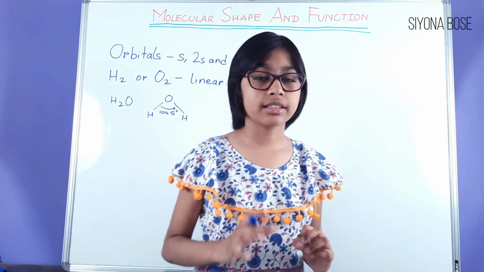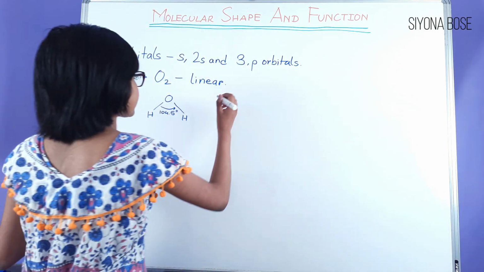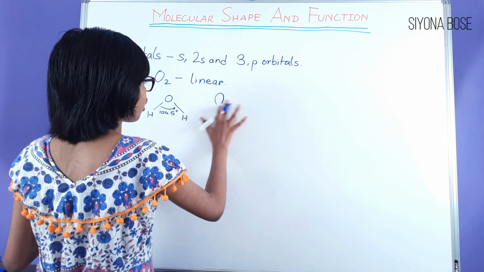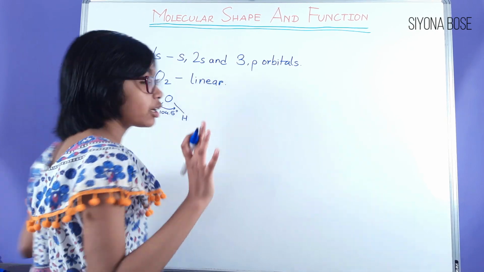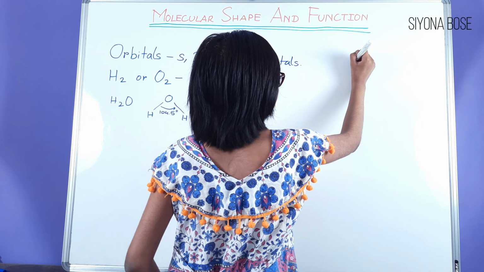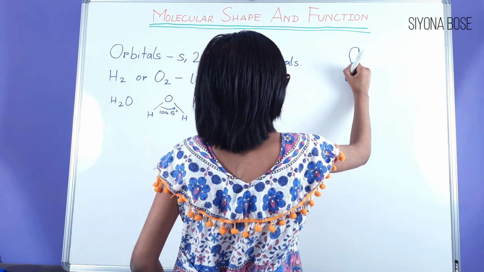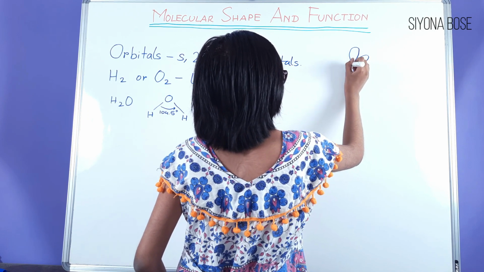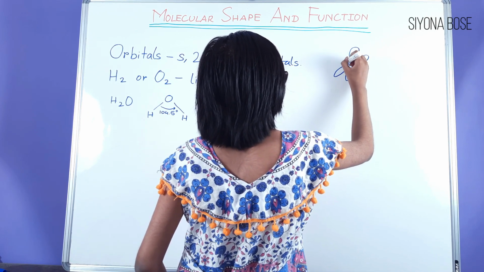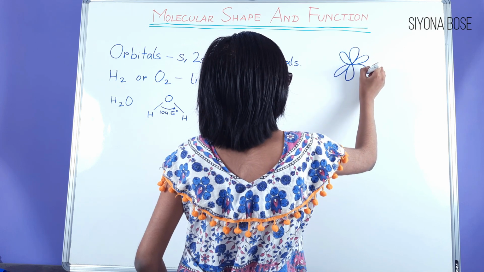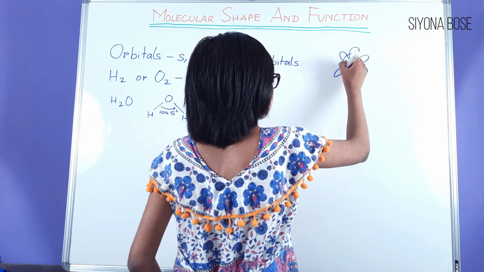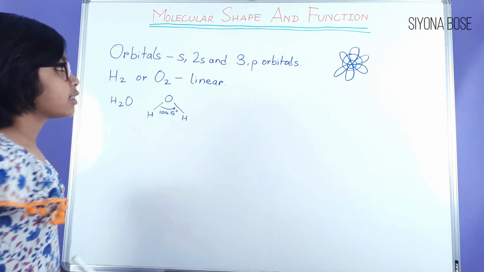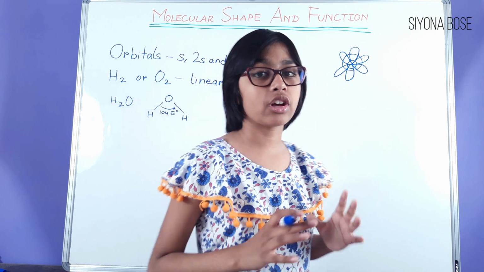And if we look at the orbital concept of this, when we superimpose all the orbitals, it will look like this. I'm drawing it here: the first p orbital, the second p orbital, the third p orbital, the 2s orbital, and the 1s. This is how the superimposed figure will look.